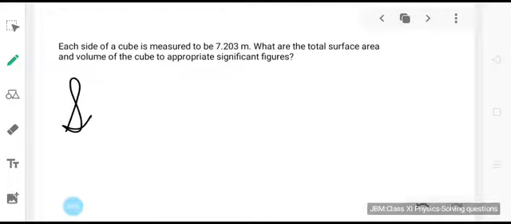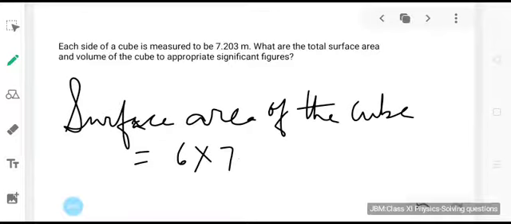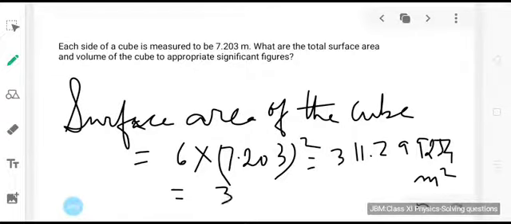So let's begin with the surface area of the cube. So that will be 6 into 7.203 whole square. So that will be giving you 311.299254 square meter, and that will yield the result 311.3 square meter on rounding off.